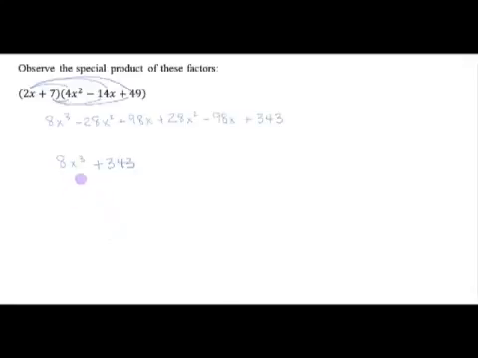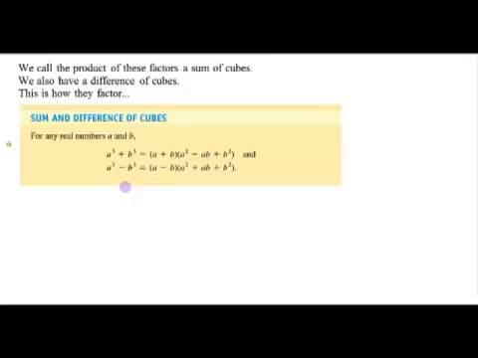So what we'll be looking at is something that starts like this and we'll have to get it factored like that. What you'll notice about this type of polynomial is, first of all, it's two terms, but 8 is a cube, x cubed is a cube, and 343 is the cube of 7. First, we call the product of those types of factors a sum of cubes. We also have a difference of cubes, and this is how they factor.